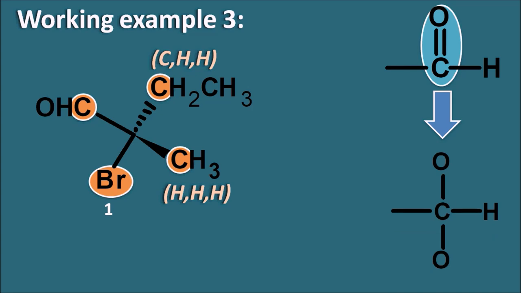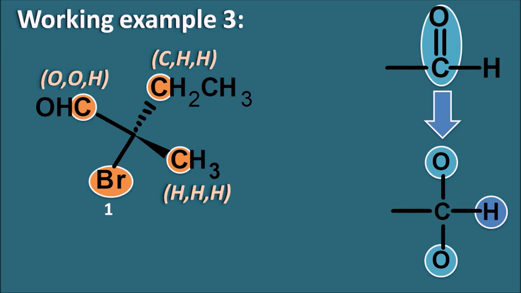Now this carbon is attached to the two oxygen atoms by single bonds and one hydrogen atom, again by a single bond. So totally, the atoms attached to this carbon are oxygen, oxygen, and hydrogen. Here we are assuming that the carbon of the carbonyl group is attached to the oxygens by two single bonds. So it is a hypothetical case which we are going to use to assign the priority order only. Now, if we consider the atoms attached, in the CHO it is O, O, H, and in the CH2CH3 it is carbon, hydrogen, hydrogen, and in the CH3 it is hydrogen, hydrogen, hydrogen.